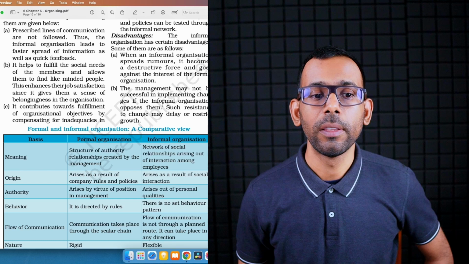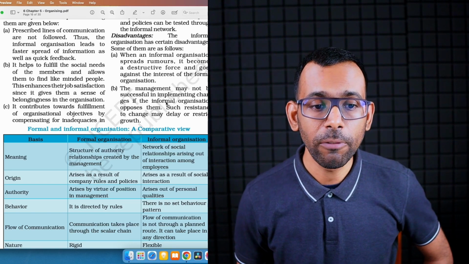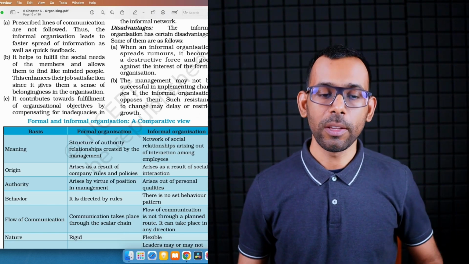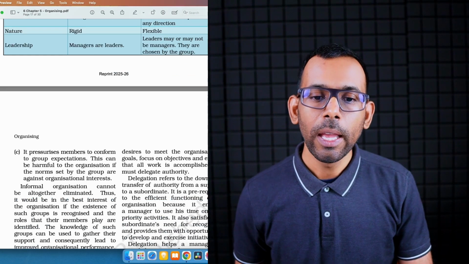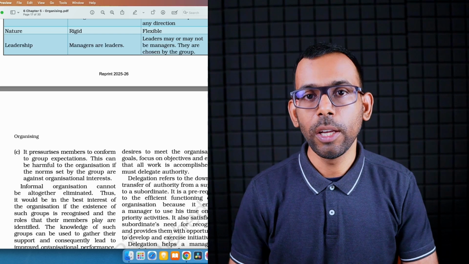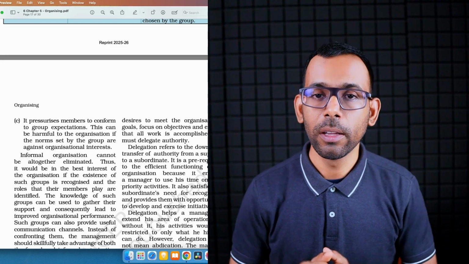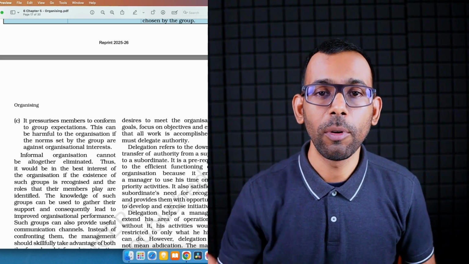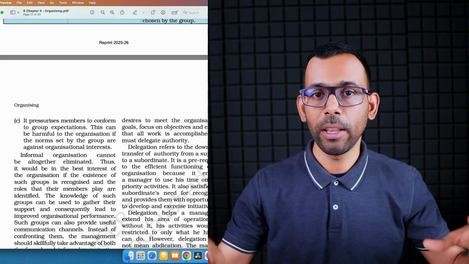That's the first point. Then the next point is management may not be successful in implementing changes if the informal organization opposes them. Such resistance to change may delay or restrict growth. Now, the very example I just gave you in the advantages section can work to the contrary as well. Let's say the news got leaked among the people that the organization wants to upgrade to a new type of software. Now these people will start spreading this information among their circle.